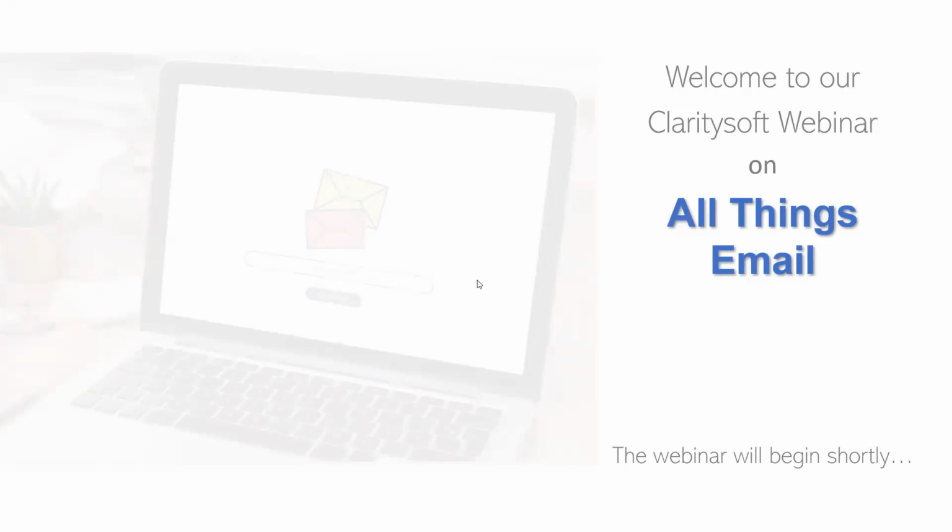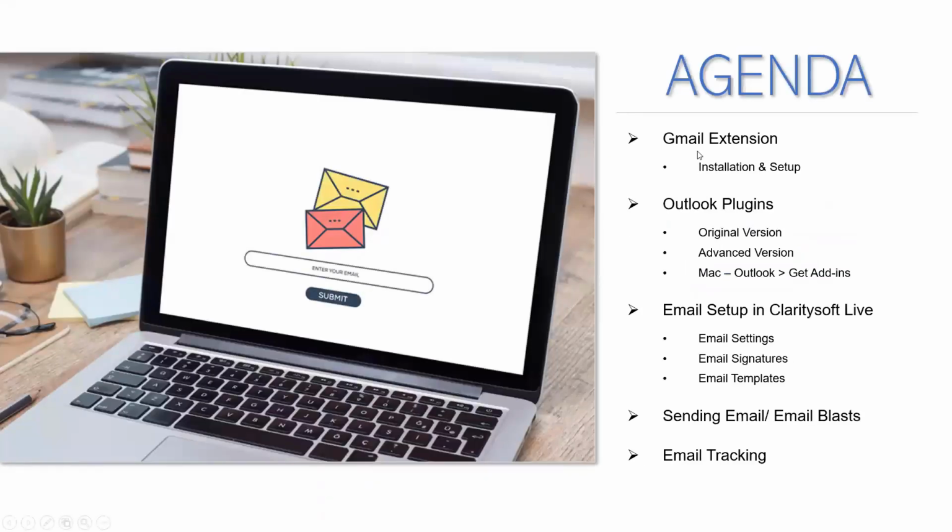What we'll be covering today will be all the different topics that go along with setting up your email in ClaritySoft, sending emails from ClaritySoft, saving emails back to ClaritySoft, all those different things. And we're going to talk about the different plugins and add-ins that we have for saving emails. We have a Gmail extension that you can install that will allow you to save emails from your Gmail back to the ClaritySoft database and attach to the account, contact, opportunity, or lead records.